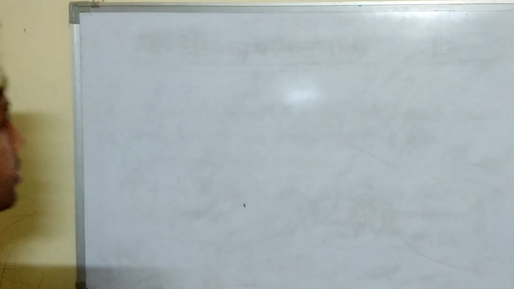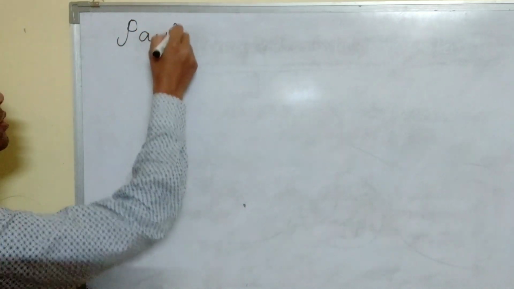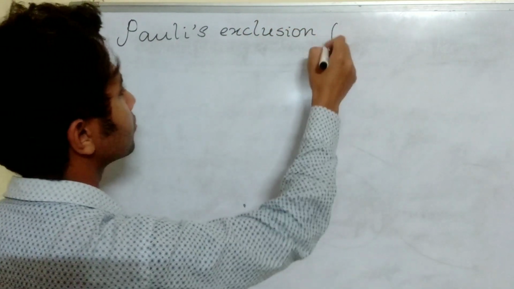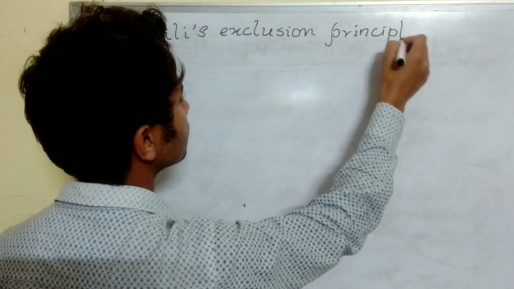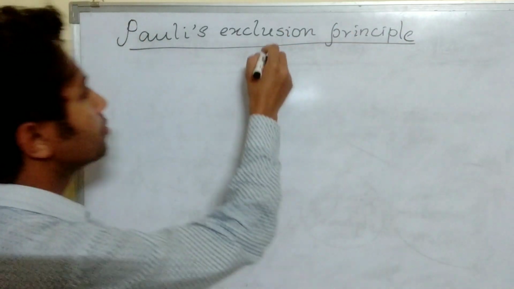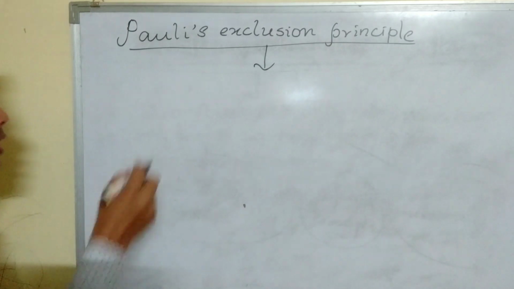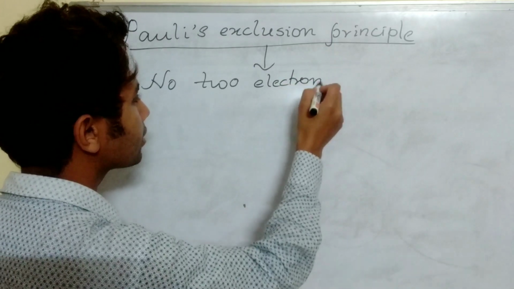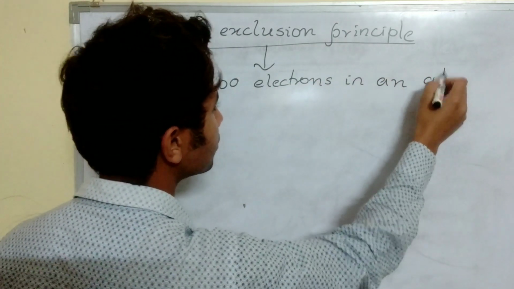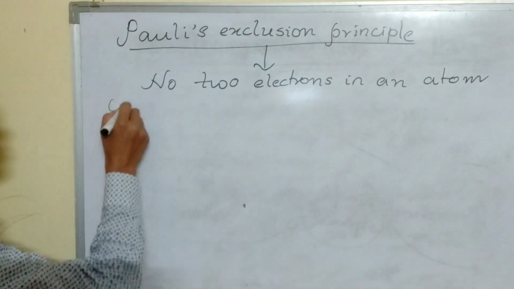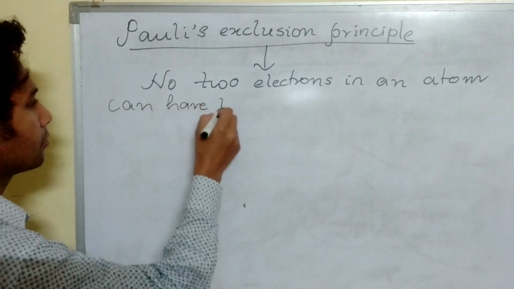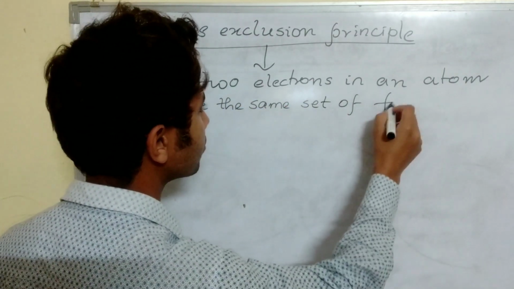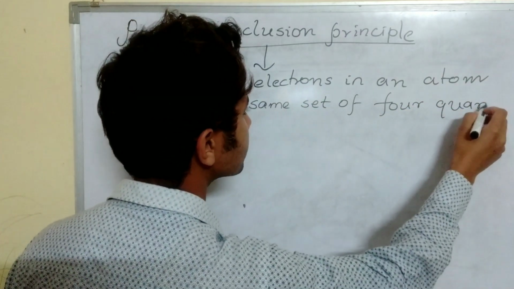So students, now we'll see Pauli's exclusion principle. This rule states that no two electrons in an atom can have the same set of four quantum numbers.